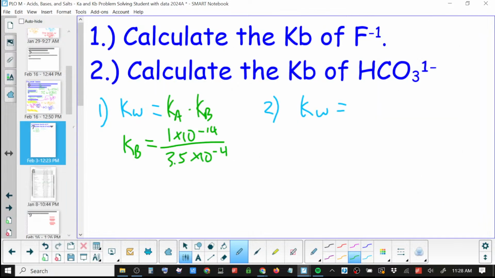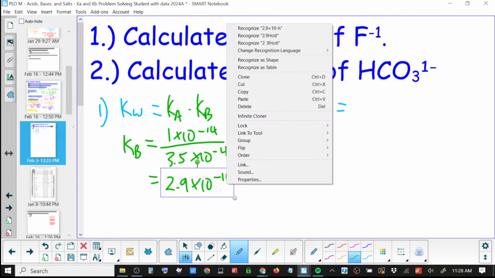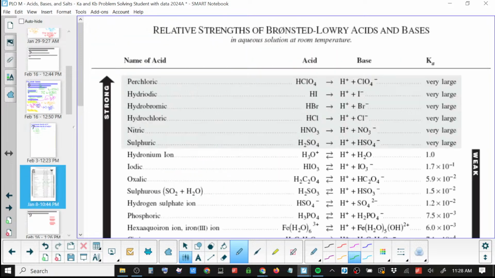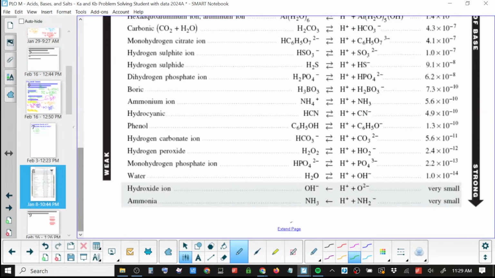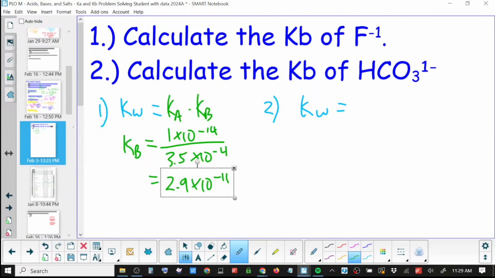Can you keep up with this? 3.5. And then what number do we get? I got 2.9 times 10 to the negative 11. 2.9 times 10 to the minus 11. Anybody get something different? Wait, how many sig figs are there? Are there 2? There should be, no? Because if we go to here, these are all 2 sig figs. So 2 sig figs, unless we give you something else.